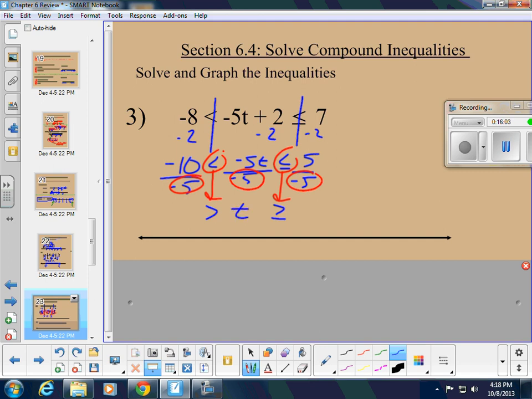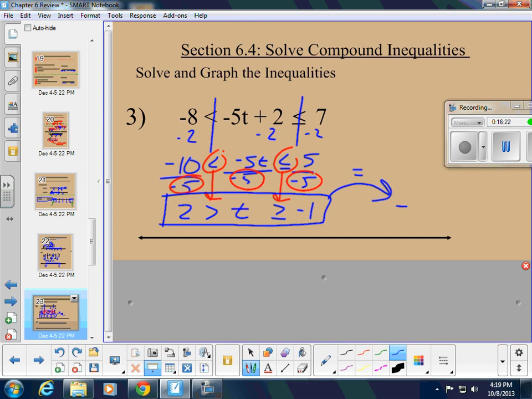So now I still have t in the middle. I've solved it and got t by itself. That's good. Negative 10 divided by negative 5 gives me 2. And 5 divided by negative 5 gives me negative 1. Now this answer is correct. You can leave it like that. It also is the same thing. It's equal to this, which I'm going to write.